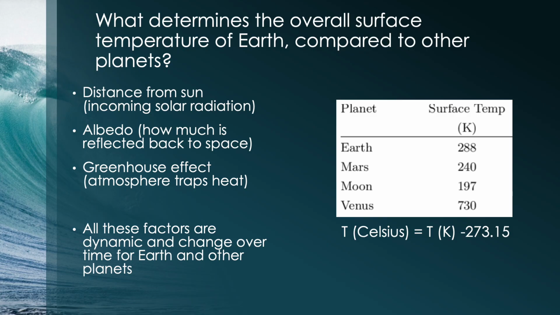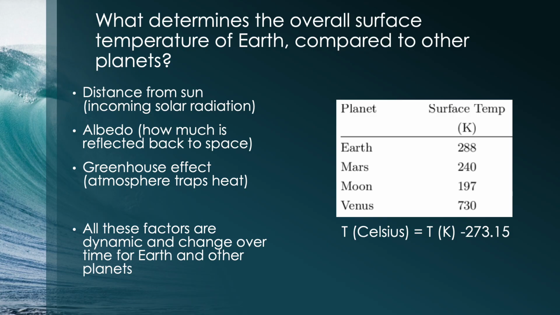And there are a few factors that influence the surface temperature of a planet. So one is how close you are to the sun. The closer you are to the sun, the more radiation you receive. Another one is your albedo, so it's how much you reflect back to space. So the higher your reflectivity, the lower the temperature generally.